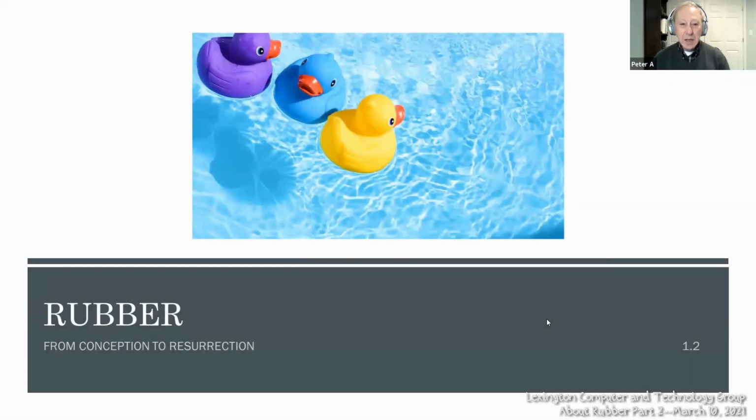Everybody see the duckies? Oh my God, we're talking about rubber from conception? You know, this is going too far. That was a term that was often used in the industry when we were talking about various products.